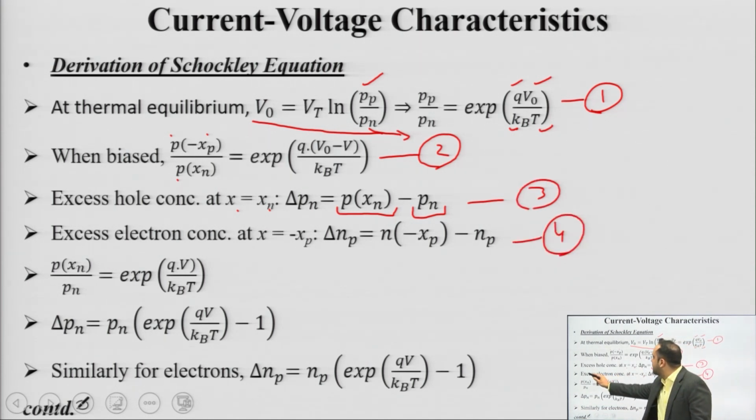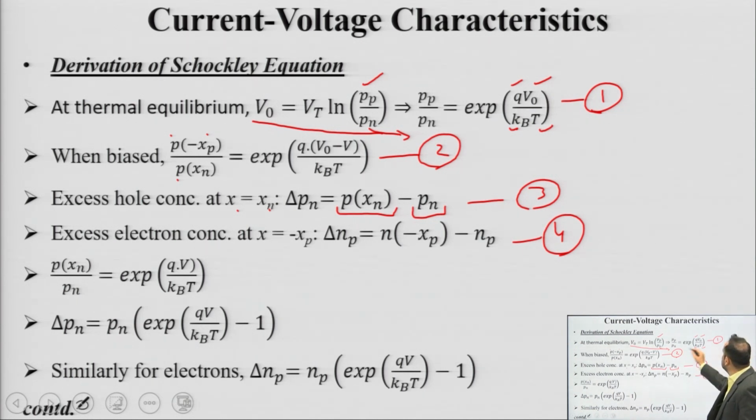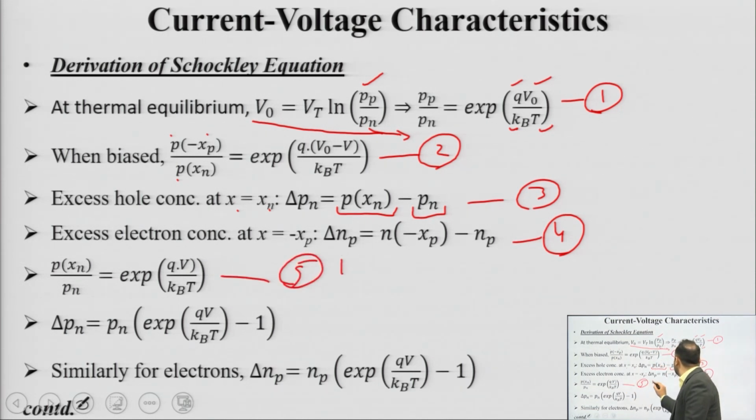This is nothing but excess electron concentration at x equal to minus xp. Okay. Why minus xp? Because electrons are being injected from N to P. If I divide 1 and 2, so I divide 1 by 2, this is the equation which I am going to get. This is obtained by dividing 1 and 2.